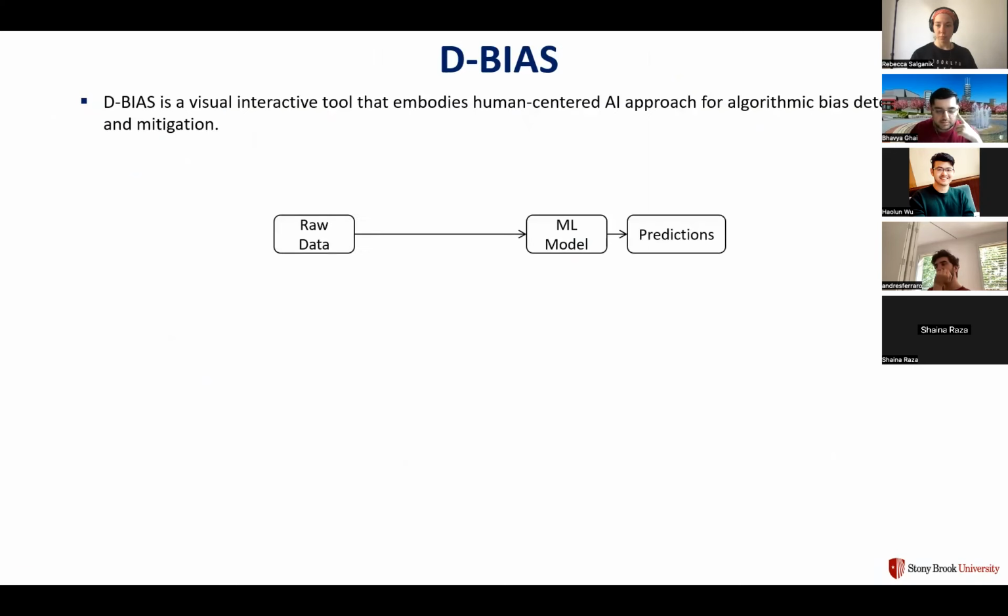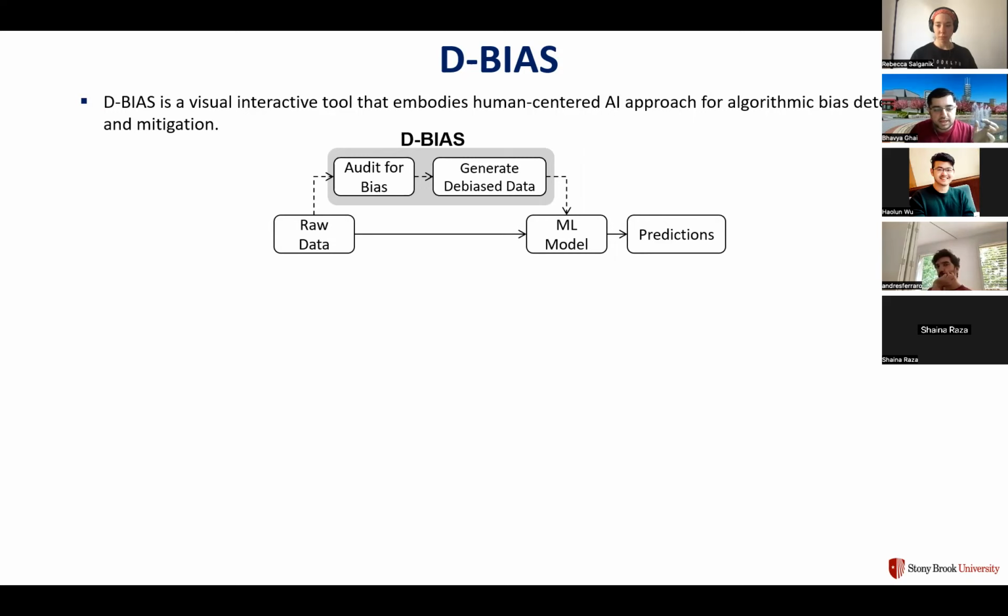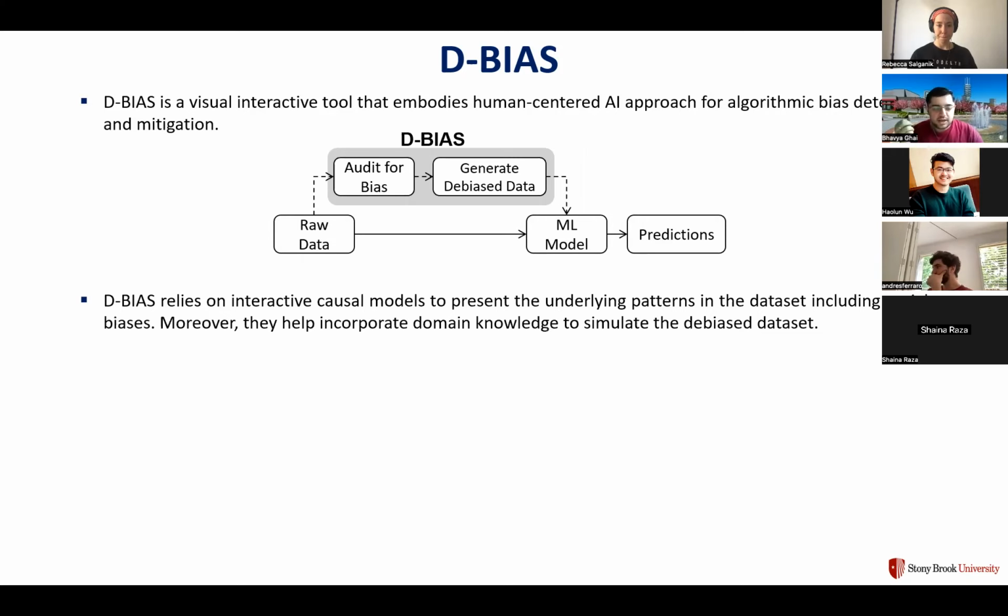If we look at a typical machine learning pipeline where we have raw data, which is fed into a machine learning model, and then there are some outcomes, D-bias operates on the raw data stage, where it takes in the raw data, it audits for different kinds of bias, and then it generates a debiased data set, which can be fed into the machine learning model to get fairer outcomes. So D-bias relies on causal models to present the underlying patterns in the dataset. If the dataset contains social biases, they will also be reflected in the causal network. And then in step 2, causal models also help incorporate the domain knowledge to simulate the debiased dataset.